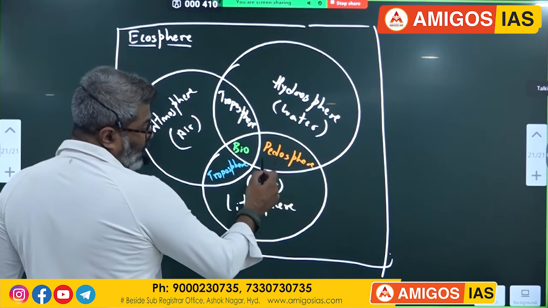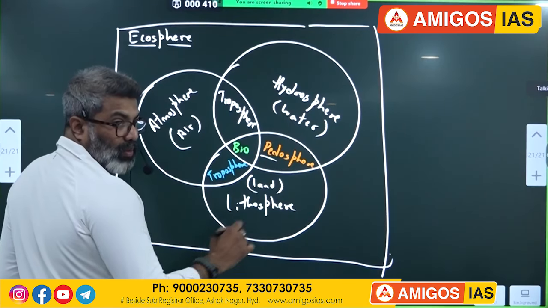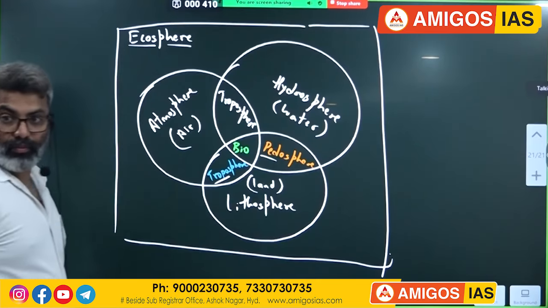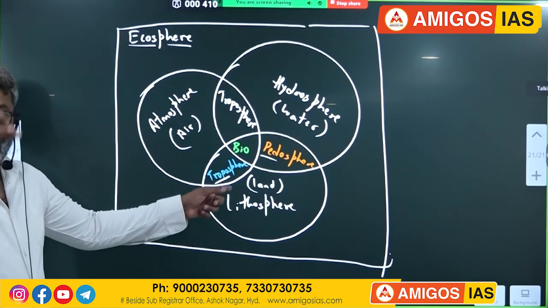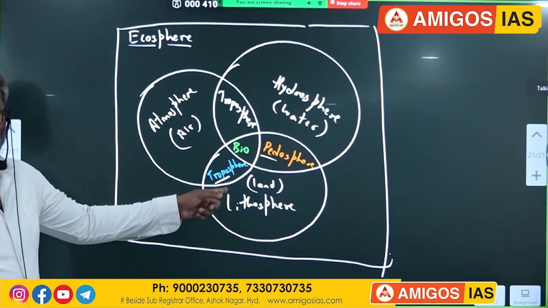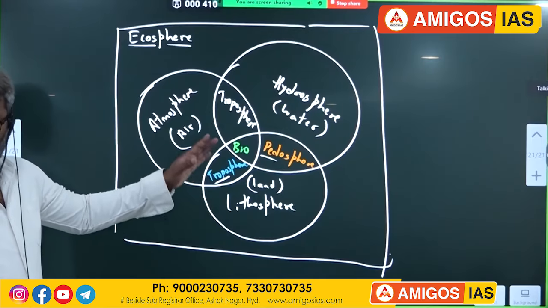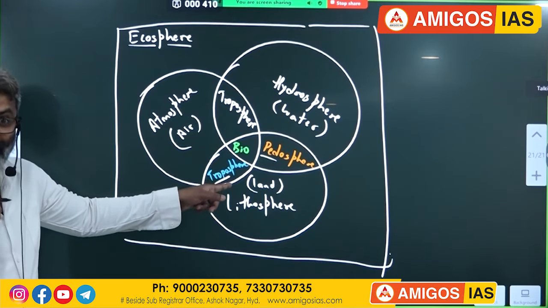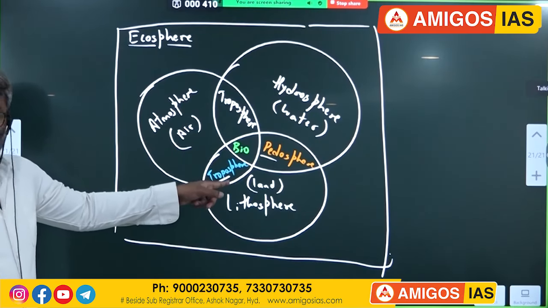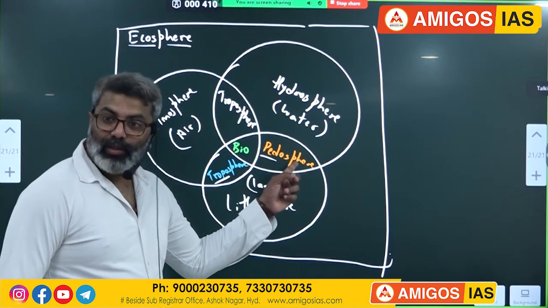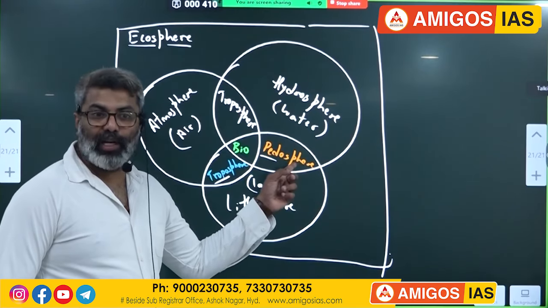Pedon means what? Soil. Okay, pedon means soil. Tropo means change. The first part of the atmosphere above the earth is called the troposphere. Every second we are breathing air, breathing in, breathing out. From which layer? Troposphere. We are walking on the soil every day. Pedosphere. Soil layer. Okay.